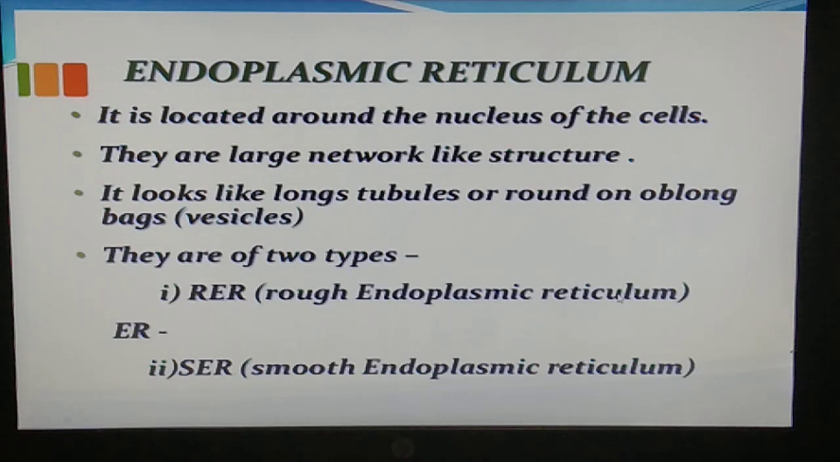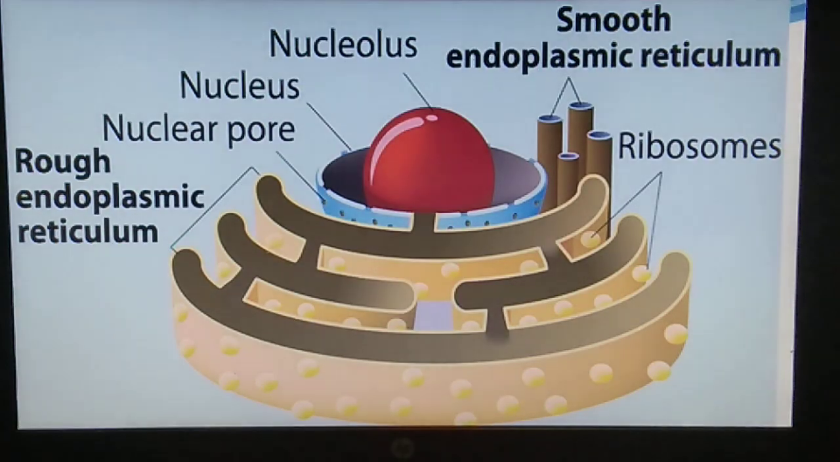Now students, endoplasmic reticulum is basically located around the nucleus of the cells. They are large network-like structures. It looks like long tubules or round or oblong vesicles. So students, this endoplasmic reticulum is basically of two types. The first one we have is RER, another one we have is SER. We have already done this, students, you can see here. This one is RER with the ribosomes, and this one is SER without the ribosomes.